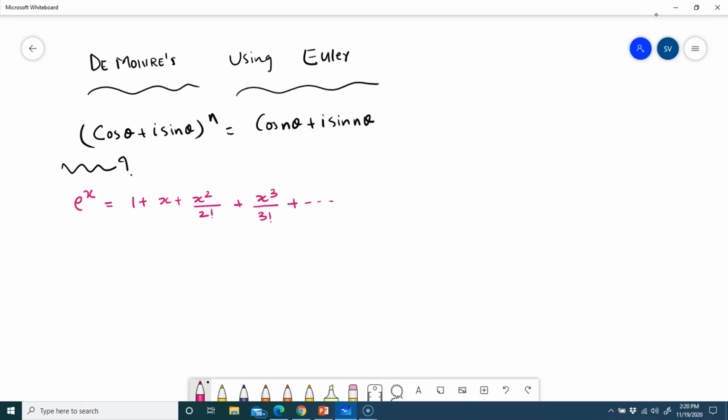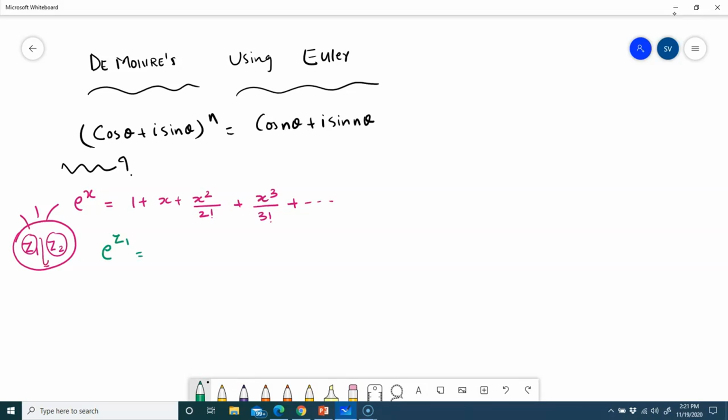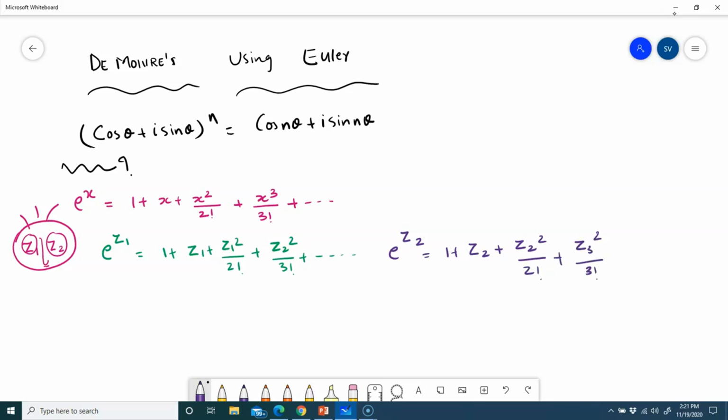I'm going to replace x with two complex numbers z1 and z2. When x is z1, the exponential statement will be e raised to z1 equal to 1 plus z1 plus z1 square by 2 factorial plus z1 cube by 3 factorial plus etc. Then if it is z2, e raised to z2 equal to 1 plus z2 plus z2 square by 2 factorial plus z2 cube by 3 factorial plus etc. Now we have two statements of the exponential.